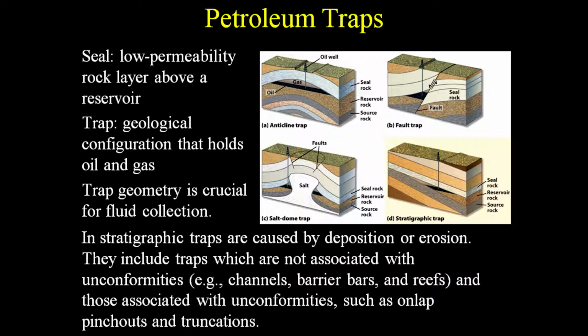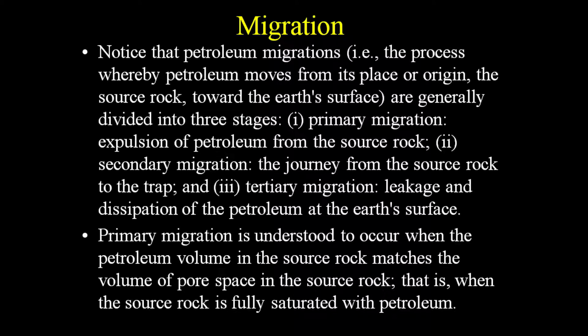Stratigraphic traps are caused by deposition or erosion. They include traps which are not associated with unconformities, such as channels, barrier bars, and reefs, and those associated with unconformities, such as on-lap pinch-outs and truncations. Now that we have described traps and sill rocks, let's complete our description of oil and gas migrations.